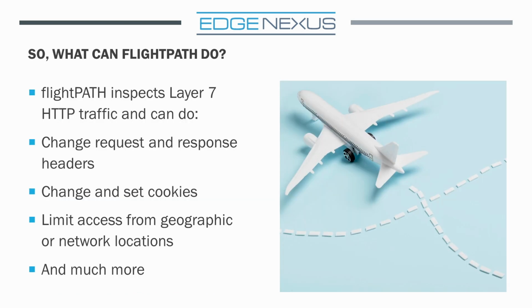So what can flightPATH do? flightPATH inspects Layer 7 HTTP traffic. Among its many capabilities, flightPATH can be used to examine and change request and response headers. It can also change and encrypt cookies. flightPATH can limit access from specified geographic locations, and even IP address sets, network ranges and subnets. On top of all that, flightPATH is capable of doing a whole lot more.